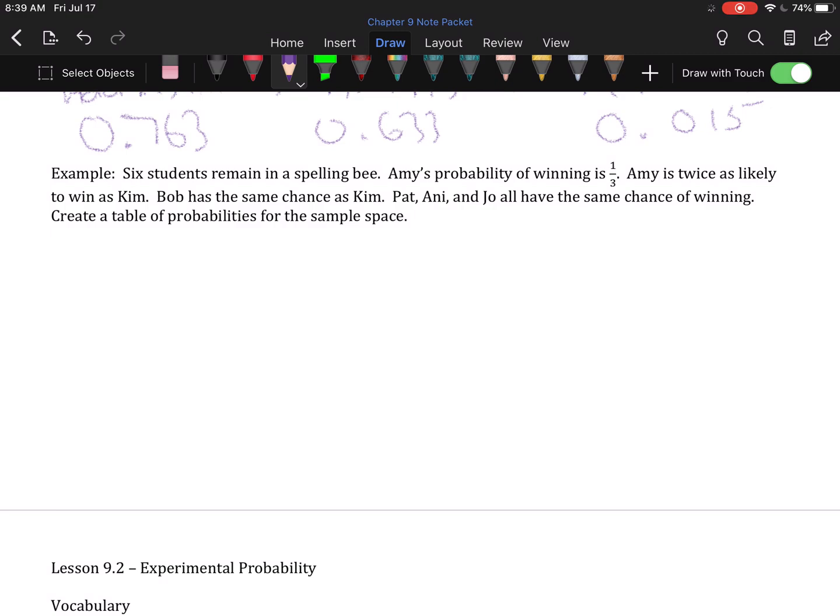Last example for this section. 6 students remain in a spelling bee. Amy's probability of winning is 1/3. Amy is twice as likely to win as Kim. Bob has the same chances as Kim. Pat, Annie, and Joe all have the same chance of winning. Create a table of probabilities for this sample space.